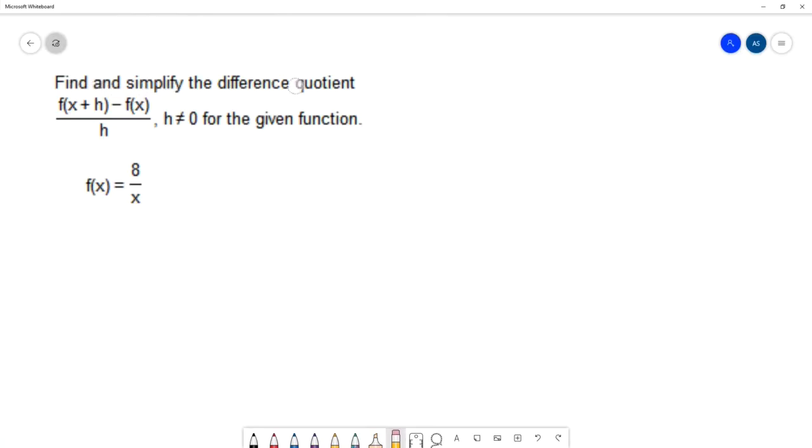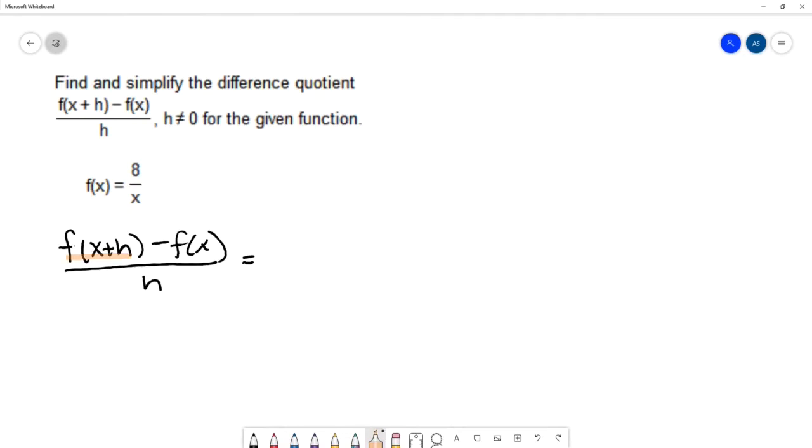Find and simplify the difference quotient, f of x plus h minus f of x over h, where h is not equal to 0. And the function we want to find the difference quotient for is f of x equals 8 over x. So we're going to find this difference quotient, which is f of x plus h minus f of x over h. So we're going to take this in stages.